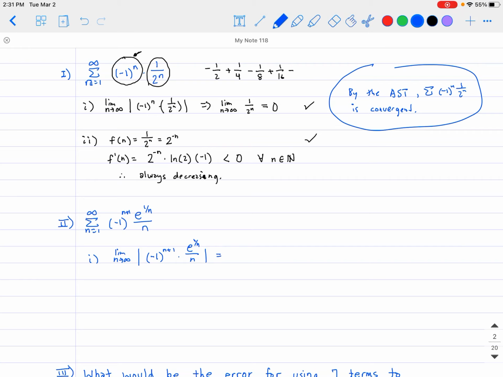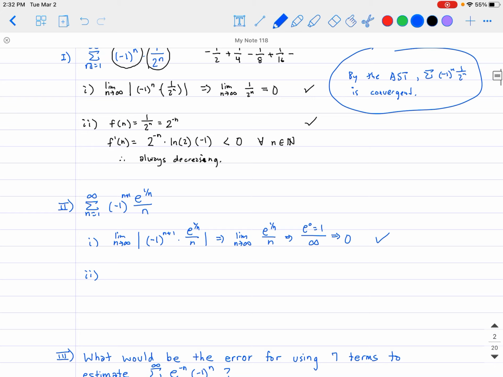We're going to get rid of the alternating part because of the absolute value. So that gives me the limit as n approaches infinity of e to the 1 over n divided by n. As n approaches infinity, the top part gives you e to the 0, which is equal to 1, whereas the bottom gives you infinity, so therefore it goes to 0. So that part checks out.